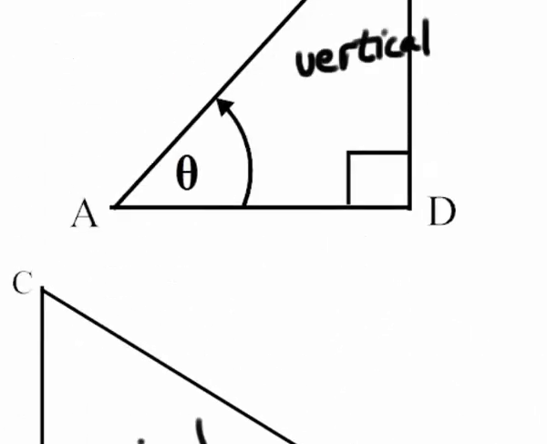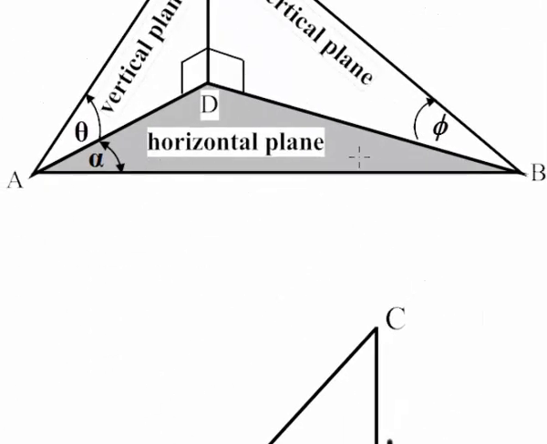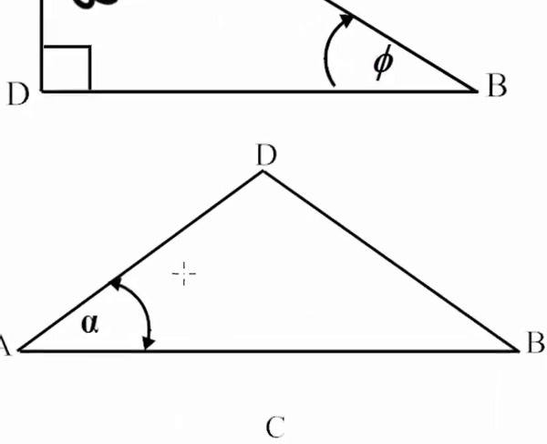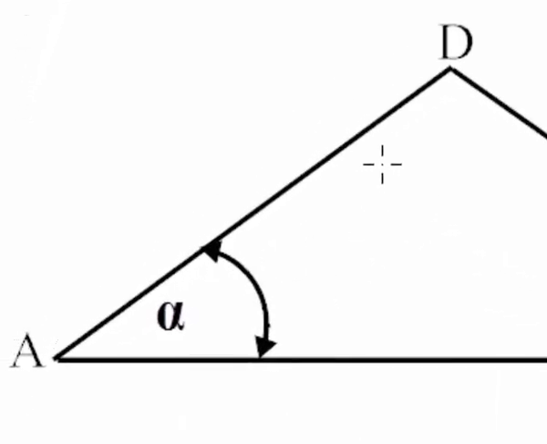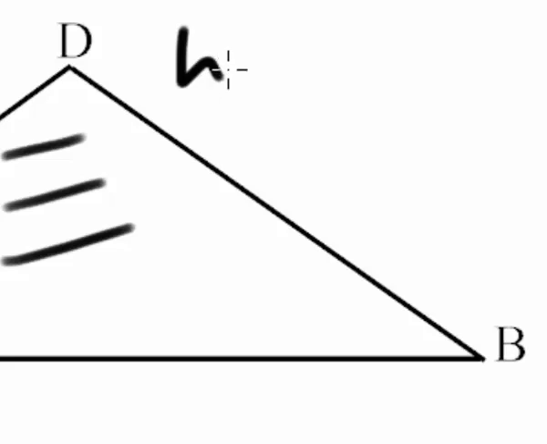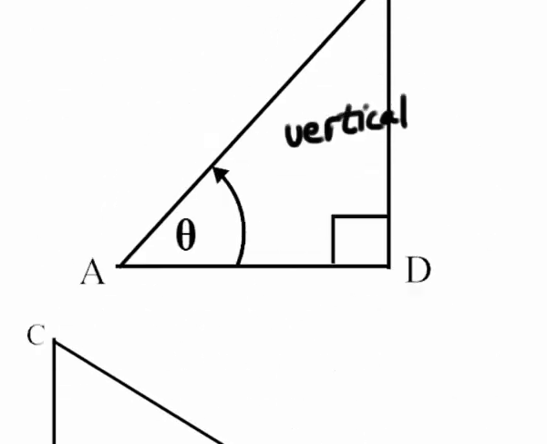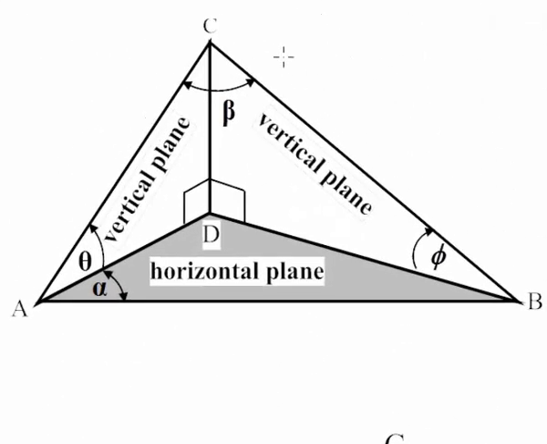Then the shaded triangle is the flat triangle on the ground. Let's have a look at what that looks like. There's the flat. There's the alpha. It's flat. This is that shaded triangle. We call this the horizontal plane. Careful with that.